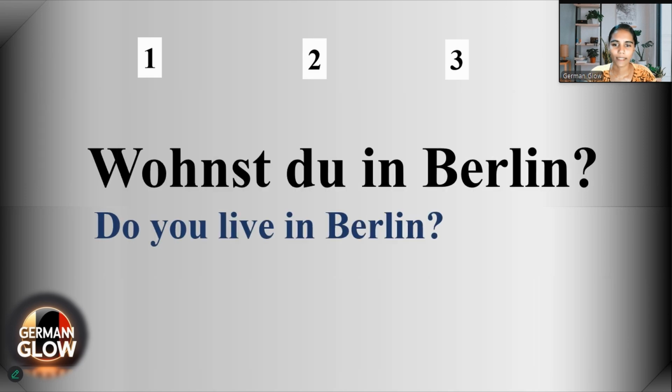This is another example. Wohnst du in Berlin? Do you live in Berlin? Wohnst is the verb. Du is the subject. In Berlin is the object.